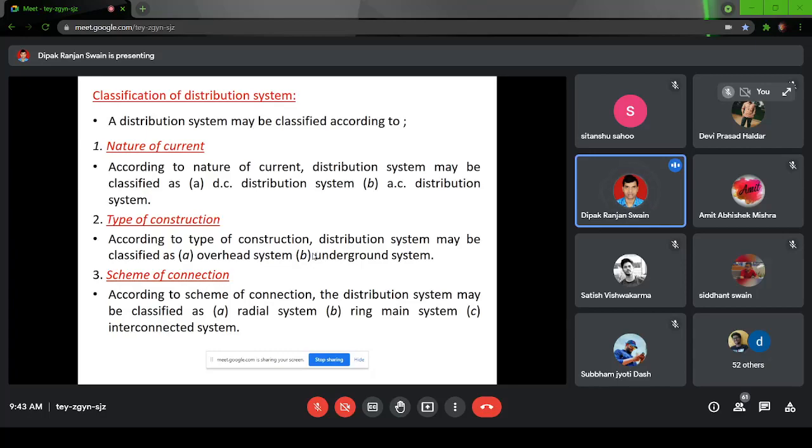Then the scheme of connection. There are different schemes of connection, means there is a radial system, ring system, and interconnected system. Now we will go to that again. What do you mean by radial system, ring system, and interconnected system?